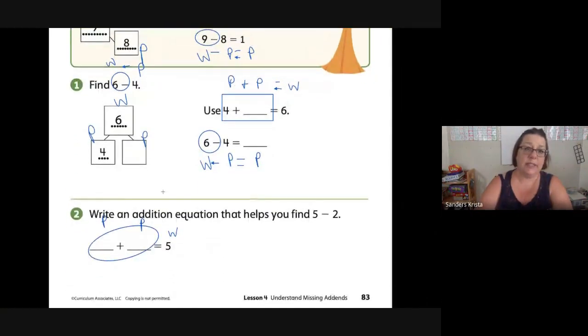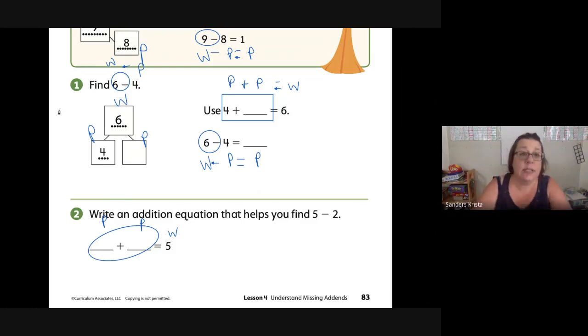Number 1 says find 6 minus 4. Whole minus a part. I don't like to subtract. I like to draw my pictures out, draw my evidence, and circle the parts. That's the fastest way for me to remember that these two parts together will make that whole. Or I could use that count on strategy from 4 up to 6.